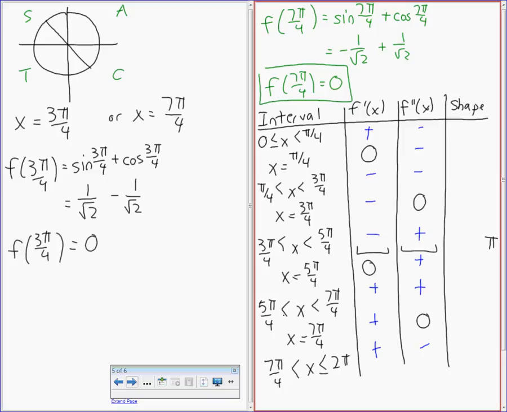Okay, a positive graph that's getting more negative looks like this. A negative graph that's getting more negative looks like that. A negative graph that's getting more positive looks like that. A positive graph that's getting more positive, and a positive graph that's getting more negative.